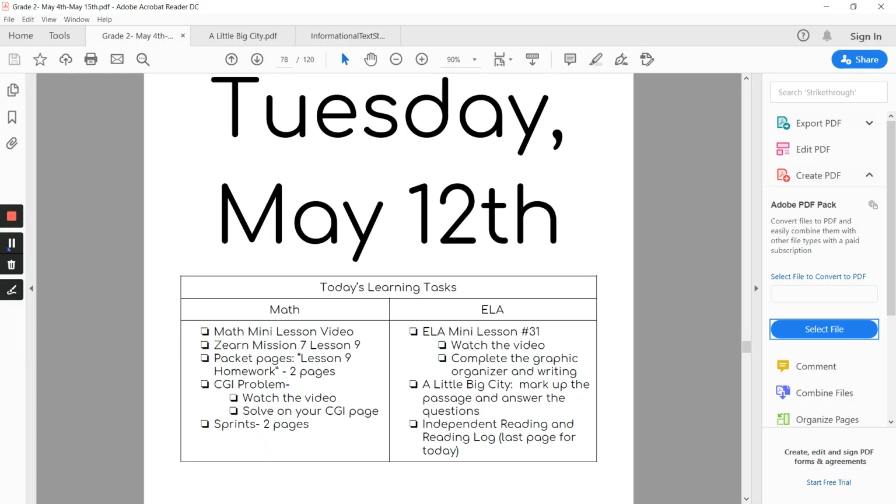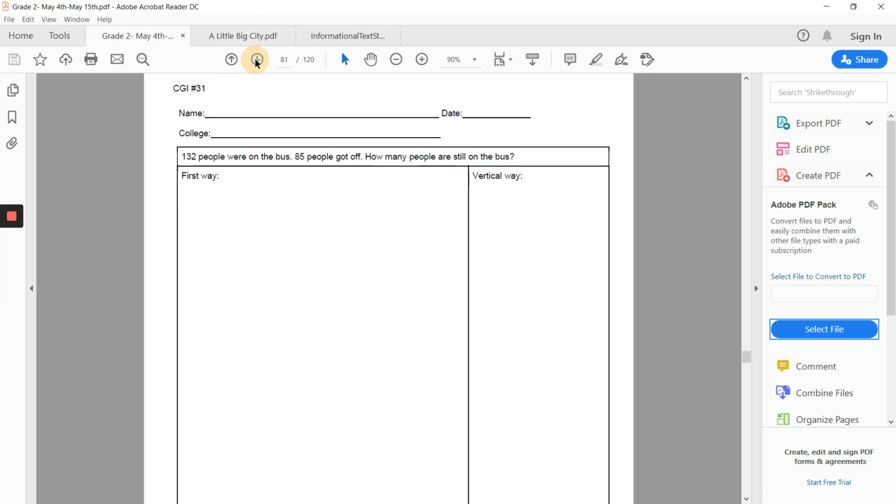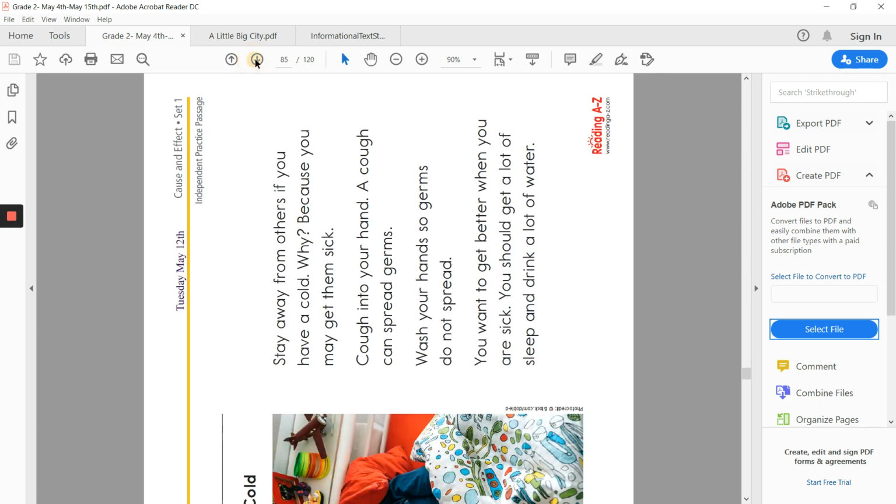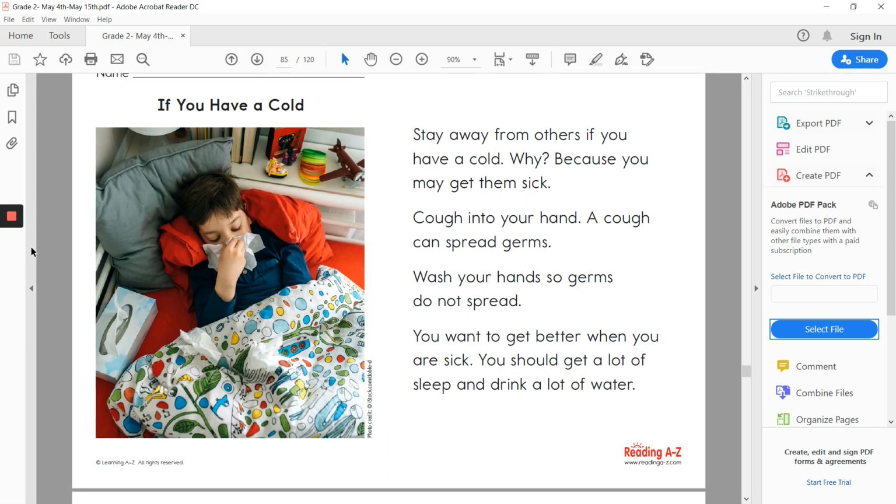Go ahead and open up your packet to today's work. Turn to the text. The passage we're going to read is called If You Have a Cold. Ooh, that word if is also a signal word. If something happens, then something will happen after it.